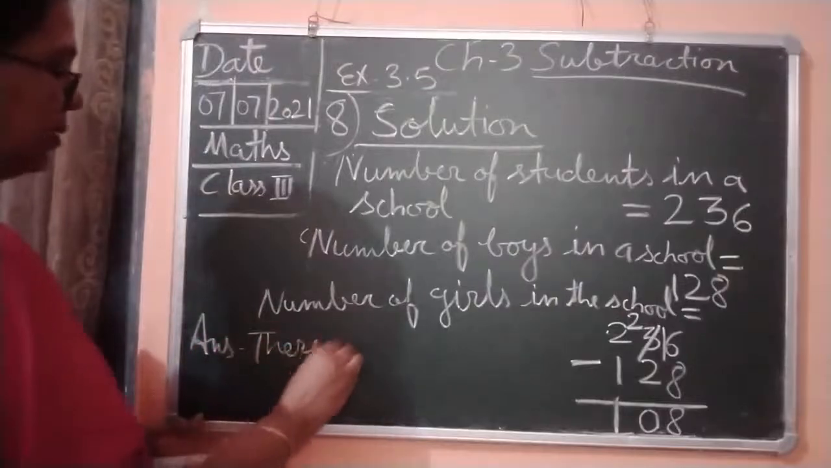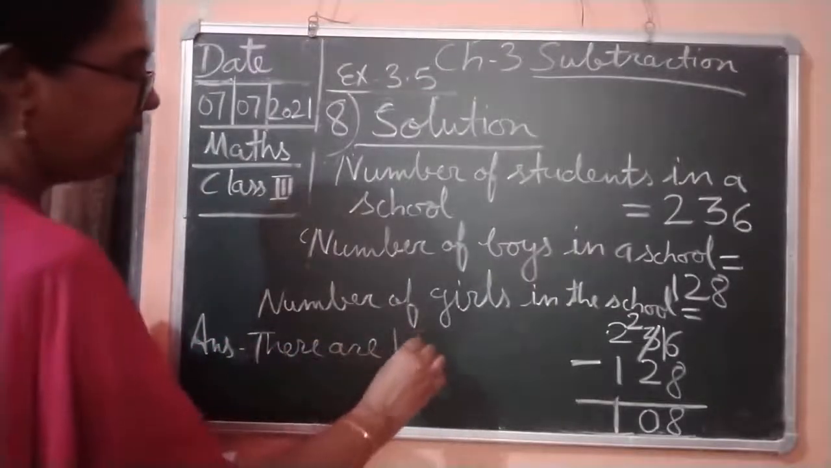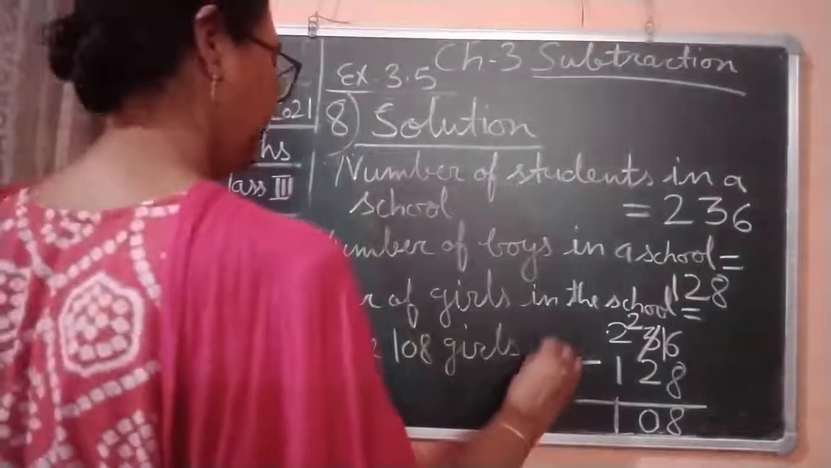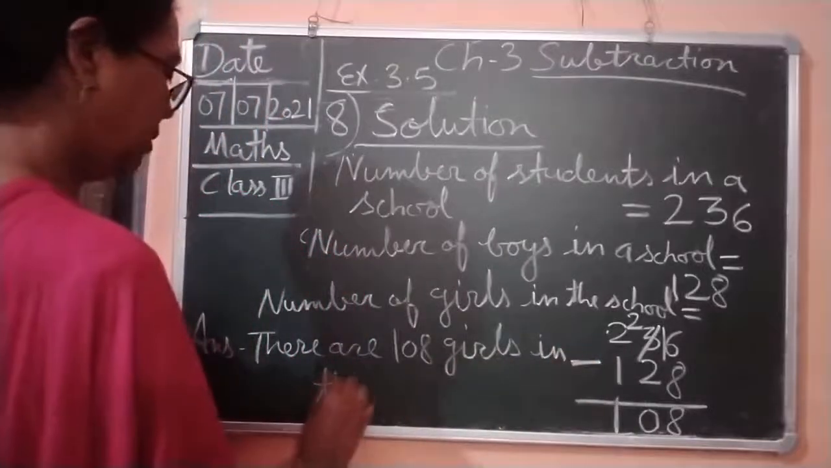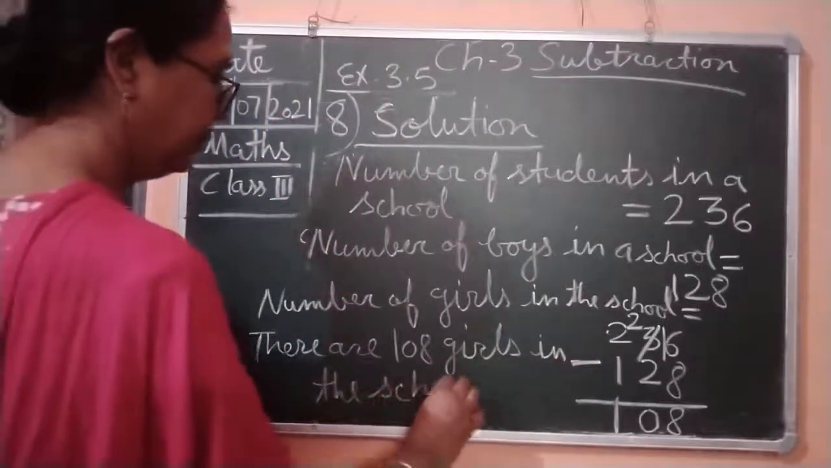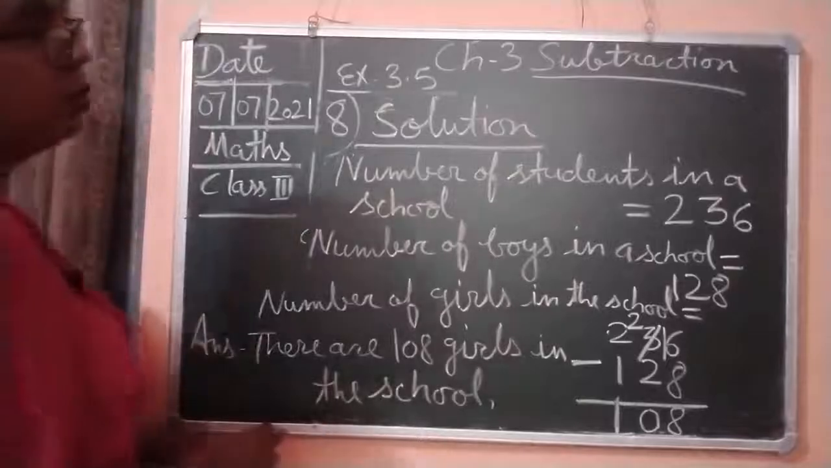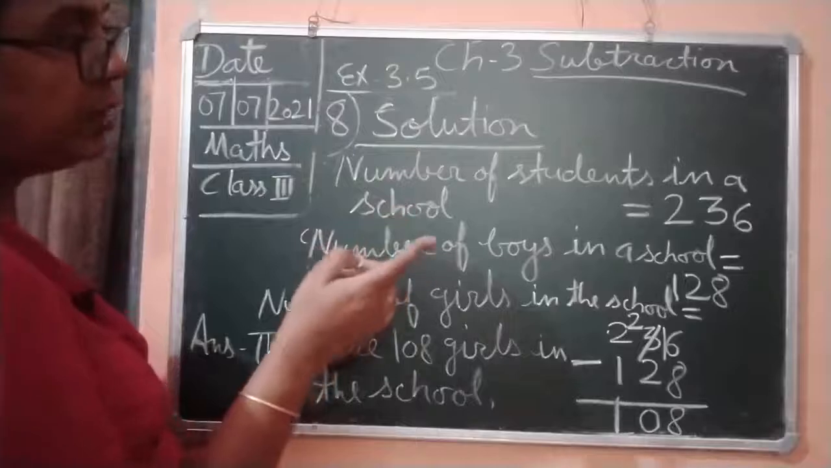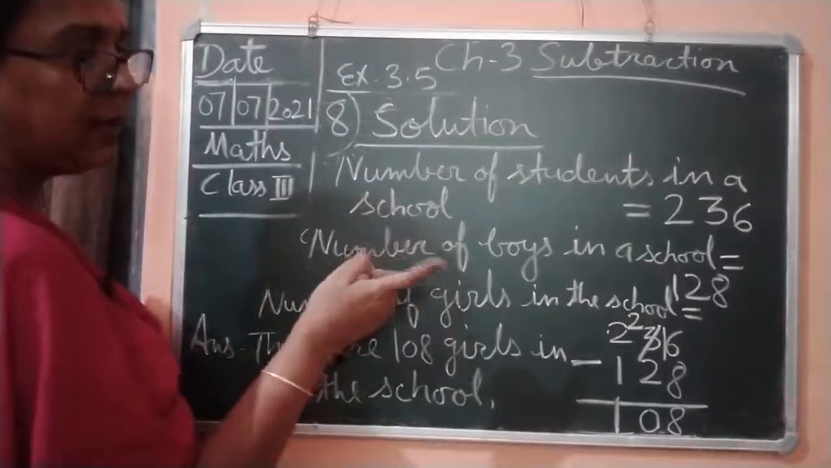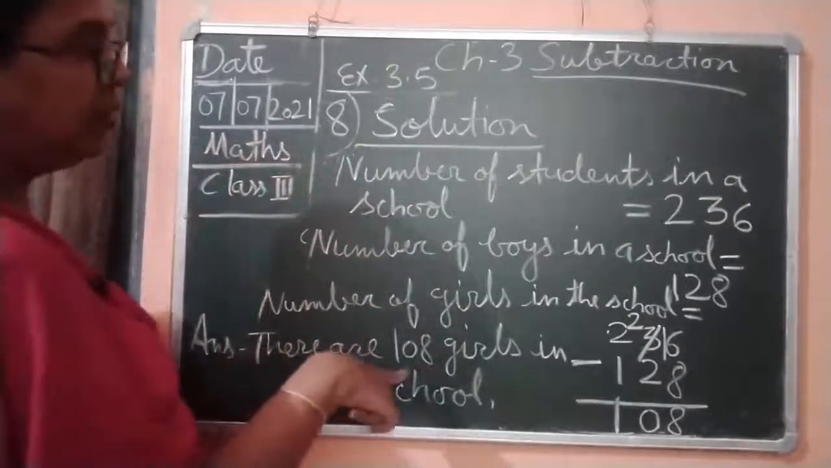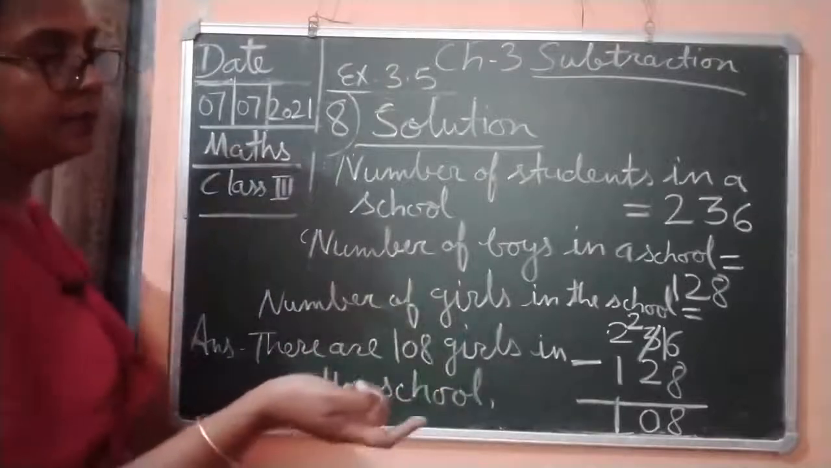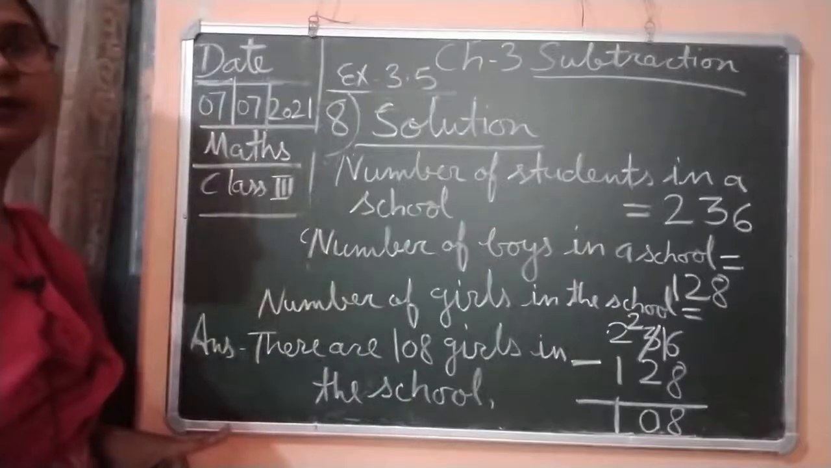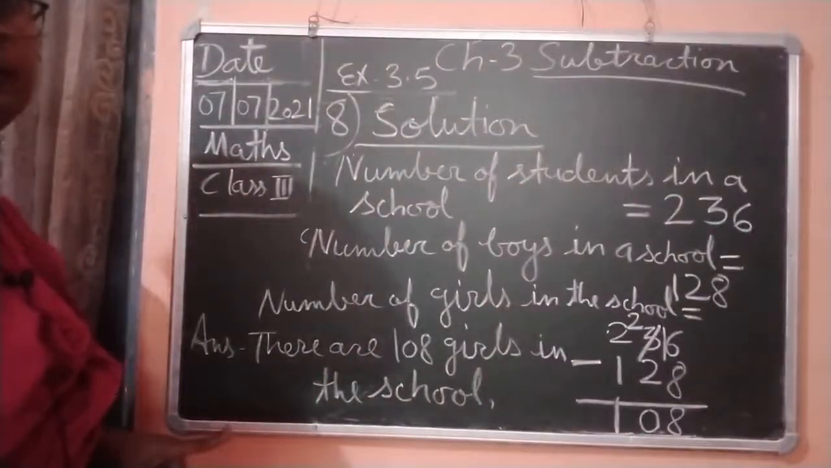There are 108 girls in the school. Okay. Now 236 is the total number of students, and out of the total number of students 128 boys are there and 108 girls are there. Okay. So you can do this question and take a screenshot. Completed, children.